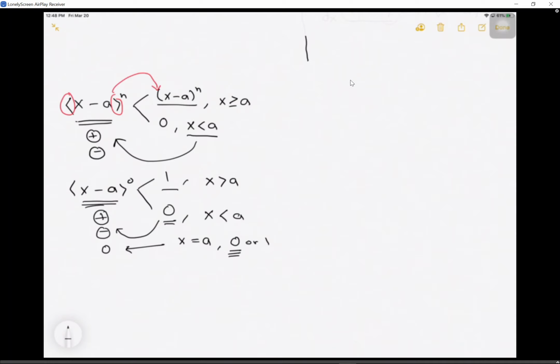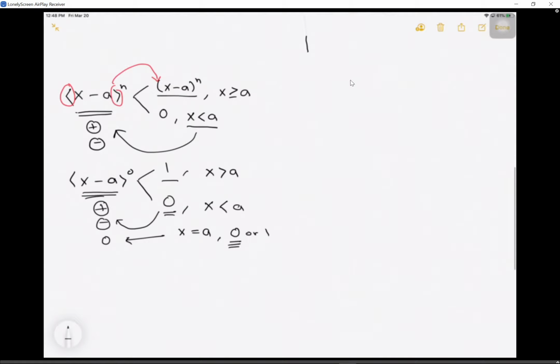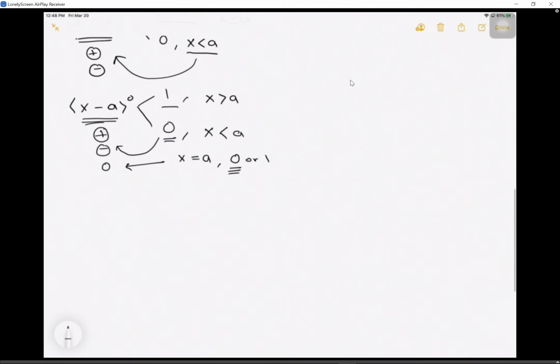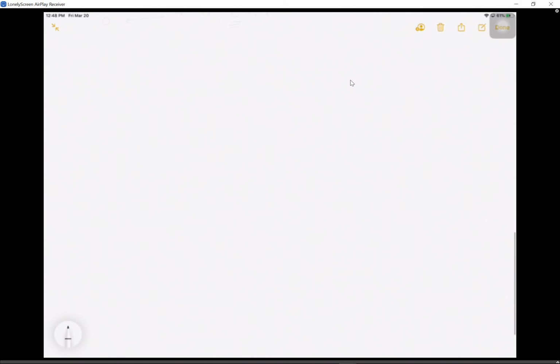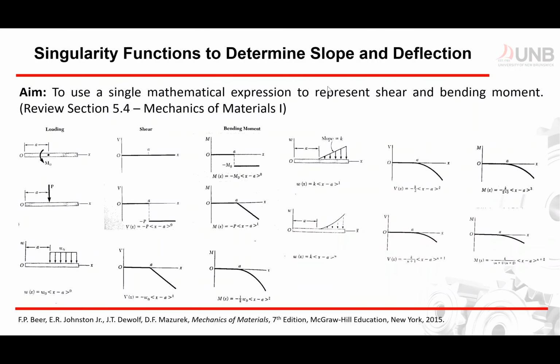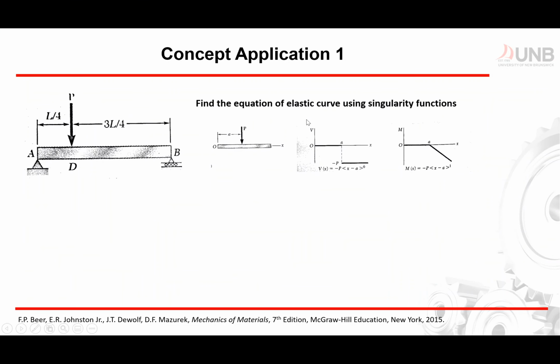Now that we discussed what singularity functions are and how to interpret them, let's have an example so that you can see how we can apply these concepts in obtaining the equation of the elastic curve. I'm just going to flip it up and move to the next slide. Now let's go to concept application number 1. Find the equation of elastic curve using singularity functions.